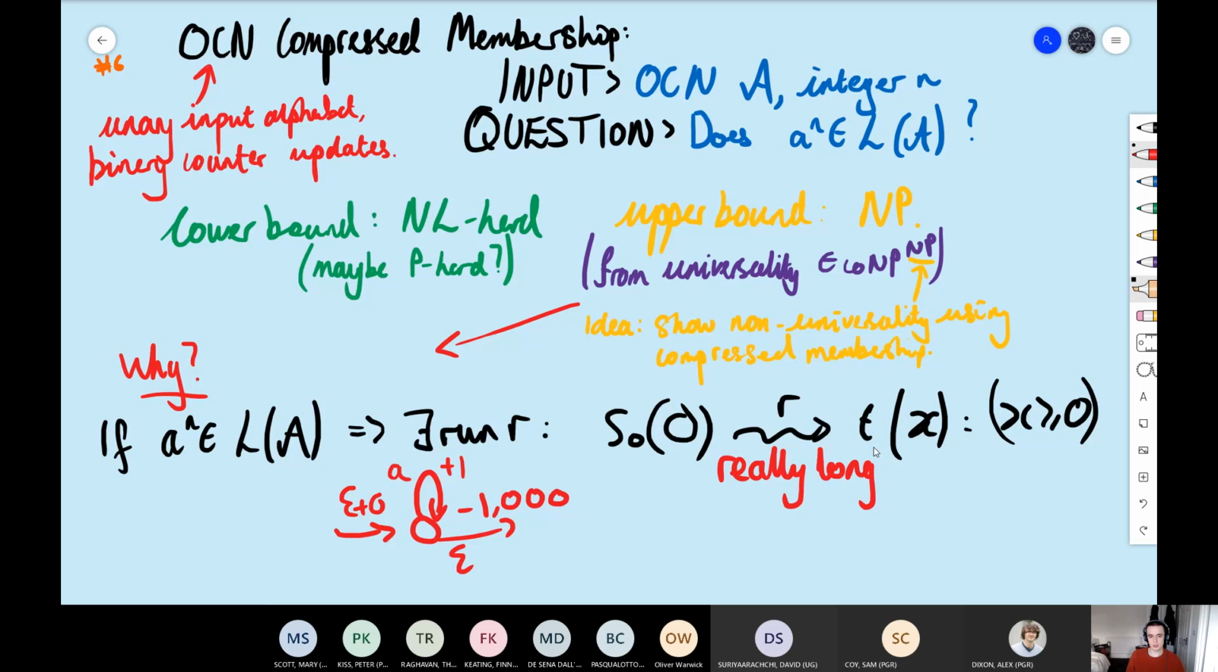That means we have to take this loop at least 1,000 times, if we can afford to take this transition out to other parts of the counter net. That's assuming that we came in with 0 counter value. So assuming you came in with 0 counter value, you have to take this 1,000 times to be able to leave.